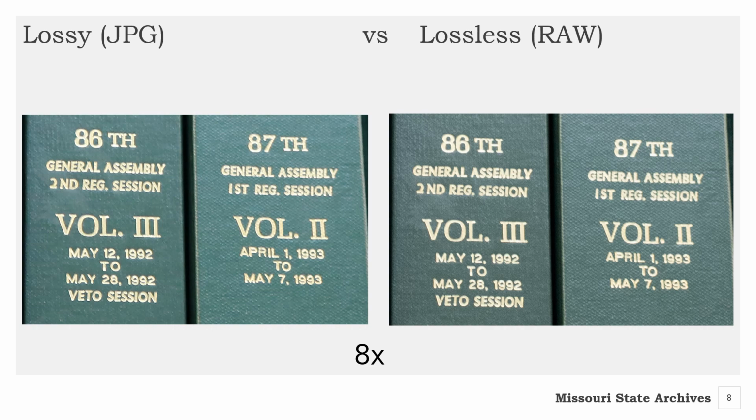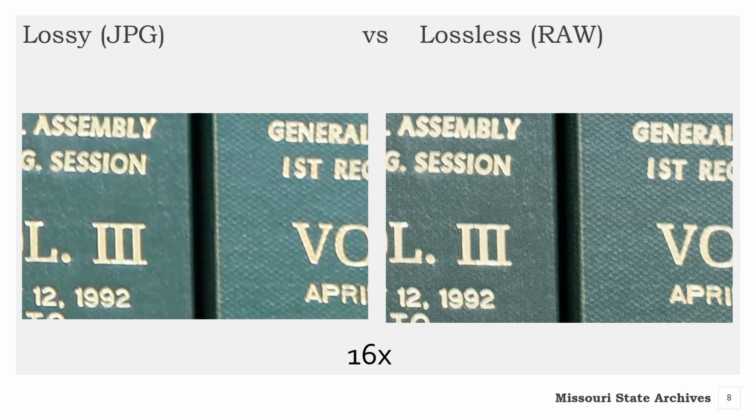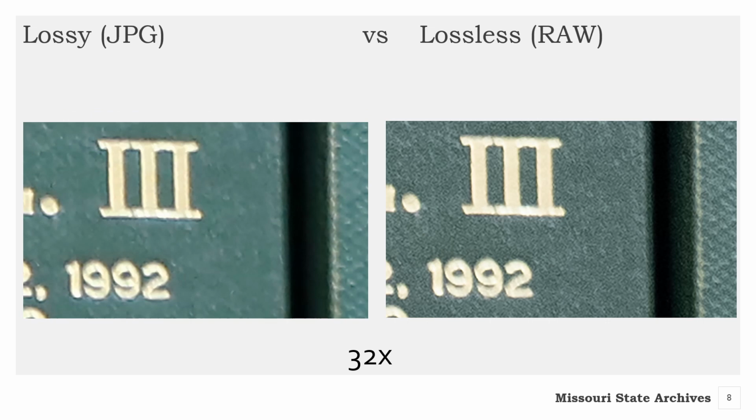The JPEG on the left is starting to look a little fuzzier than the RAW file on the right. Let's do 16 times now. How about 32? At 32 times the original, the differences are readily apparent. We can see here that the RAW file is sharper than the JPEG. That is because the RAW file is uncompressed and contains more information than the JPEG.